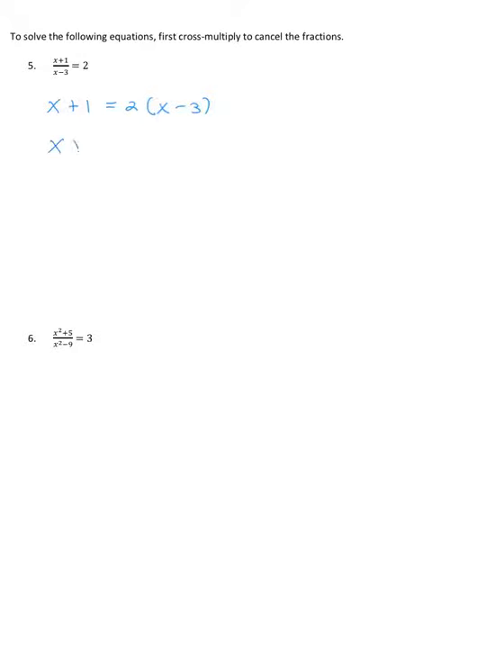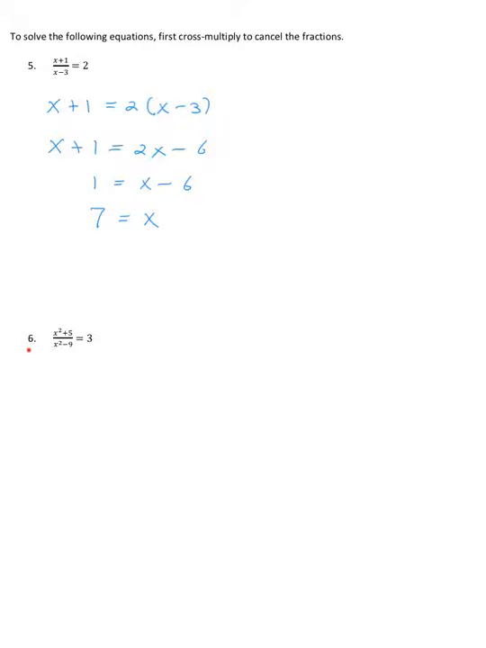I'll distribute the 2. So I get 2x minus 6. I think I'll subtract x from both sides. And then add 6 to both sides. It'd be easy enough to check this back in the original equation. The top is 8, the bottom will be 4. 8 over 4 is definitely equal to 2. The only thing to look out for is the only number you're not allowed to put into this equation is 3, because 3 makes the denominator 0. That didn't happen, so 7 is my solution.